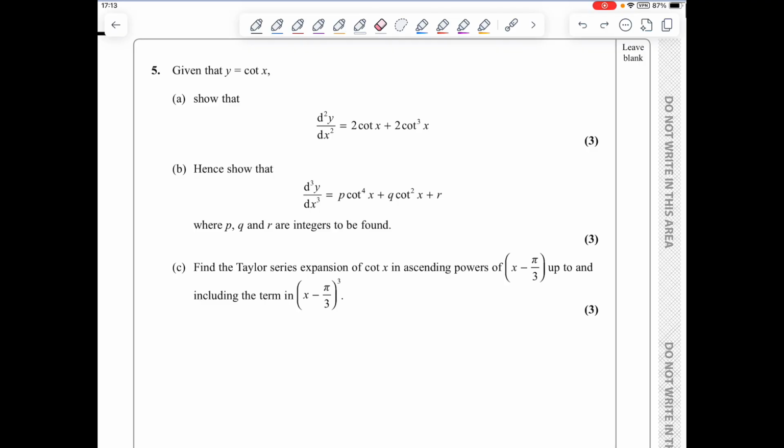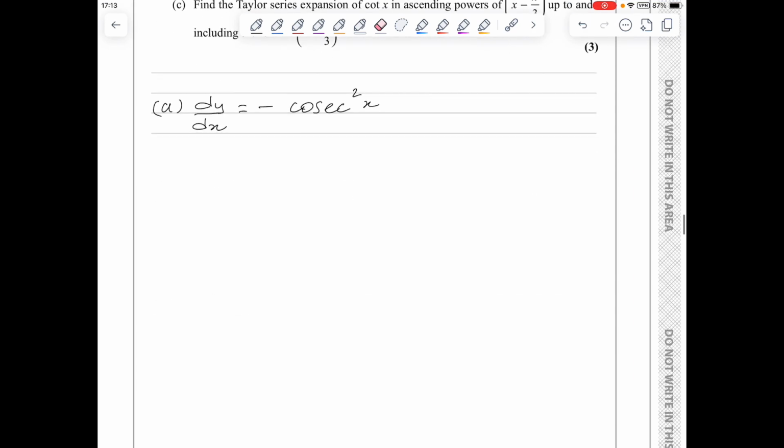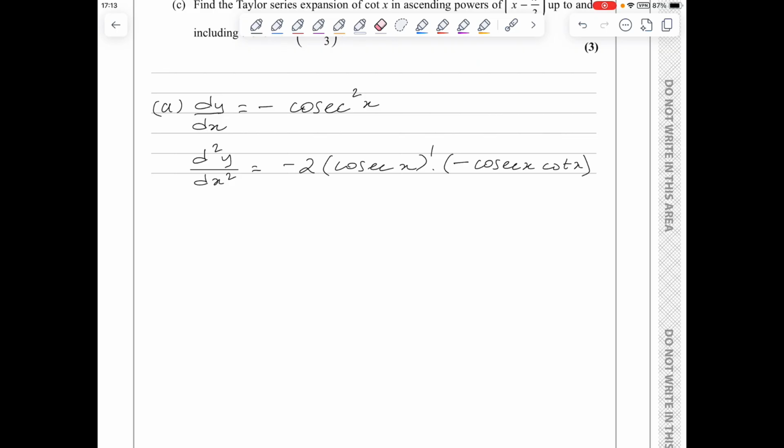For question 5 part A, I need to differentiate cot x. Now there is a standard result for this. This is minus cosec squared x. In order to find the second derivative, I need to differentiate again, and I need to use the chain rule. And the derivative is minus 2 cosec x to the power of 1 times the derivative of cosec x, which is minus cosec x cot x. And if I multiply those cosec terms, I will get 2 cosec squared x times cot x.